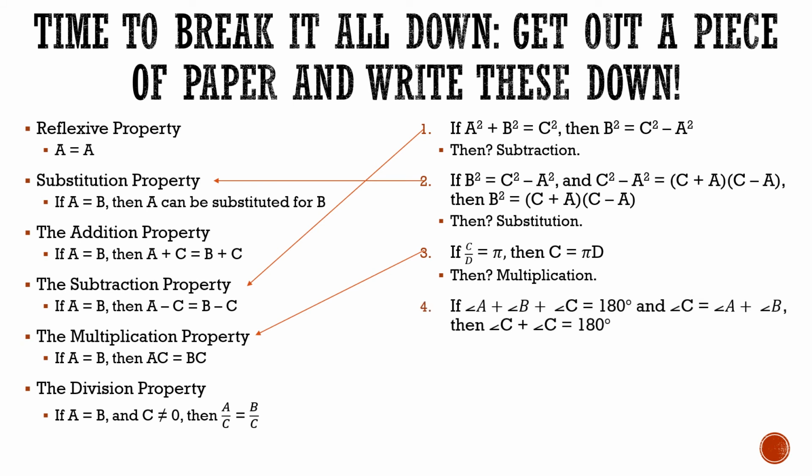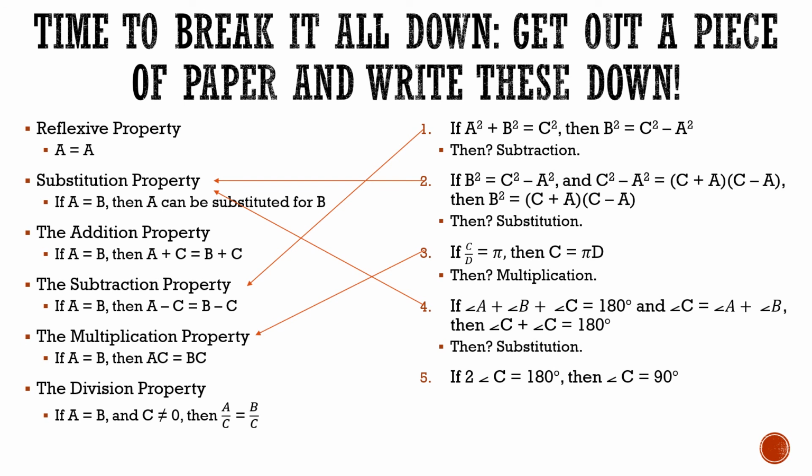Number 4 looks like this. If angle A plus angle B plus angle C equals 180 degrees, and angle C equals angle A plus angle B, then we can say that C plus C equals 180 degrees. So what did we do here exactly? Look closely. Did you see the substitution happening?